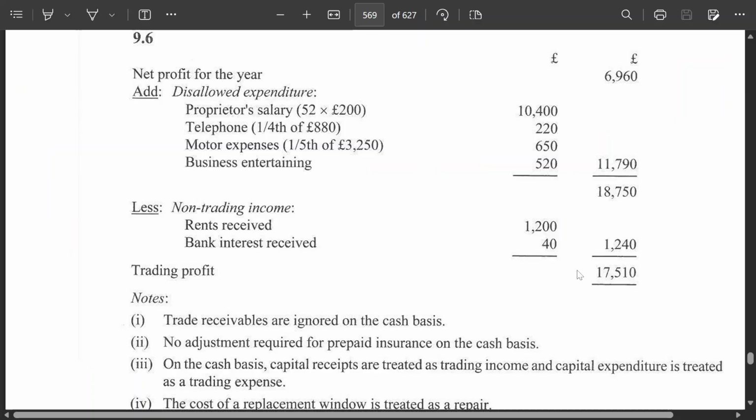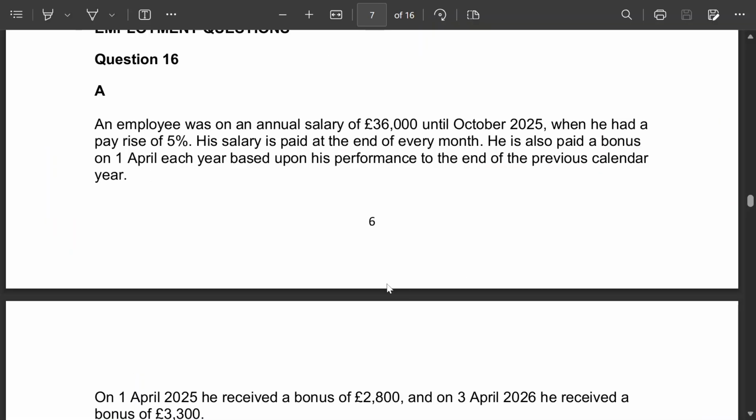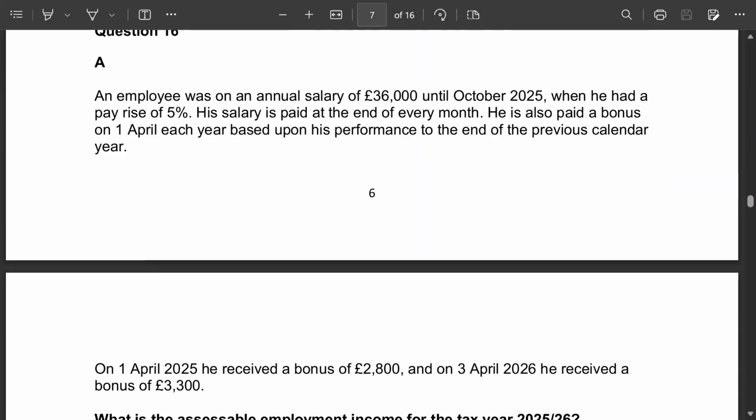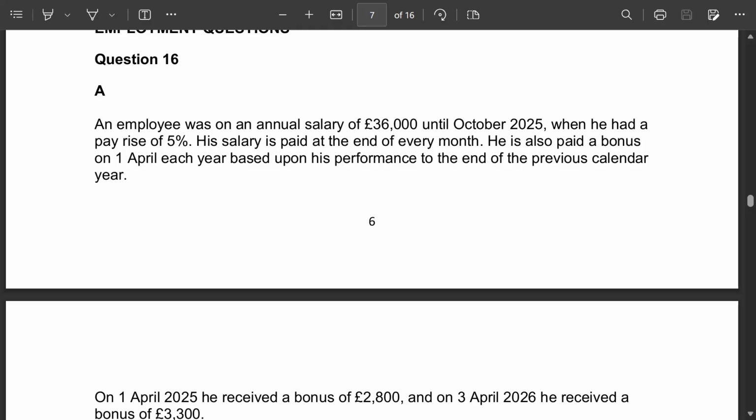Now, where's the question? Your question is on A. Employee was on an annual salary of 36 until he had a pay rise of 5%. His salary is paid at the end of every month. He's also paid a bonus on 1st April each year, based upon his performance up to the end of the previous calendar year. That's fine. This part is effectively for an employee who's not a director, because there is no mention of director. So he's paid a bonus, so we just go by cash basis, whenever the bonus is paid. So what is your question on this?